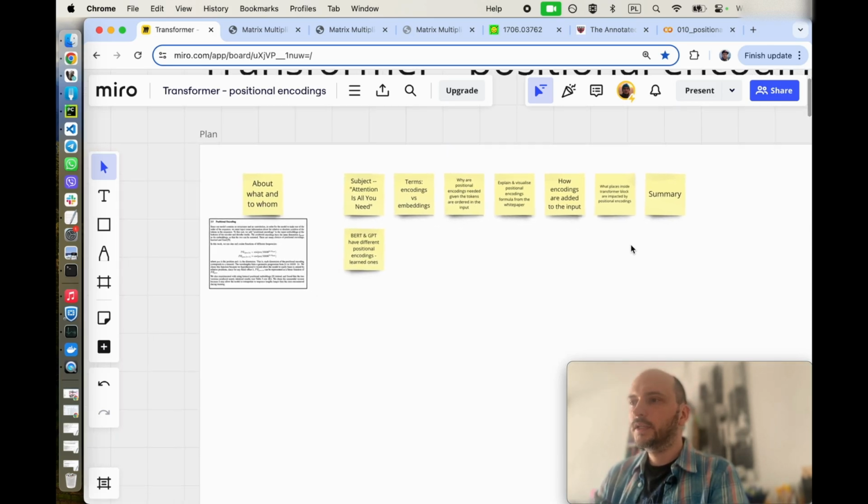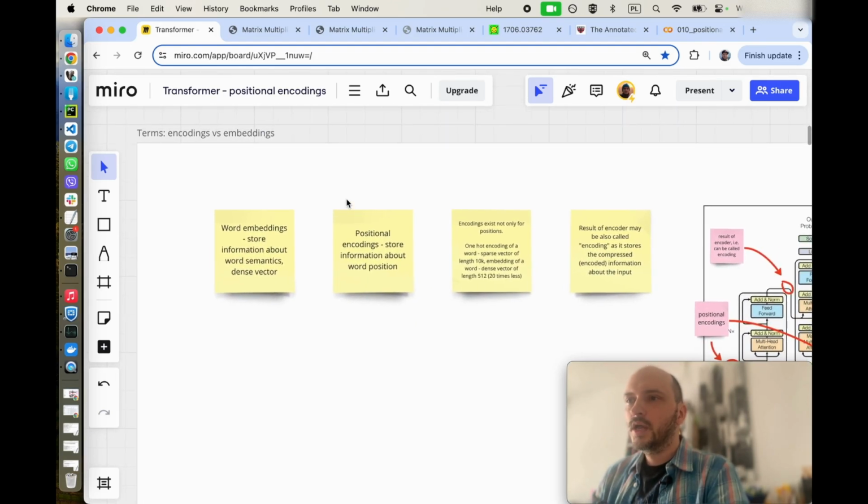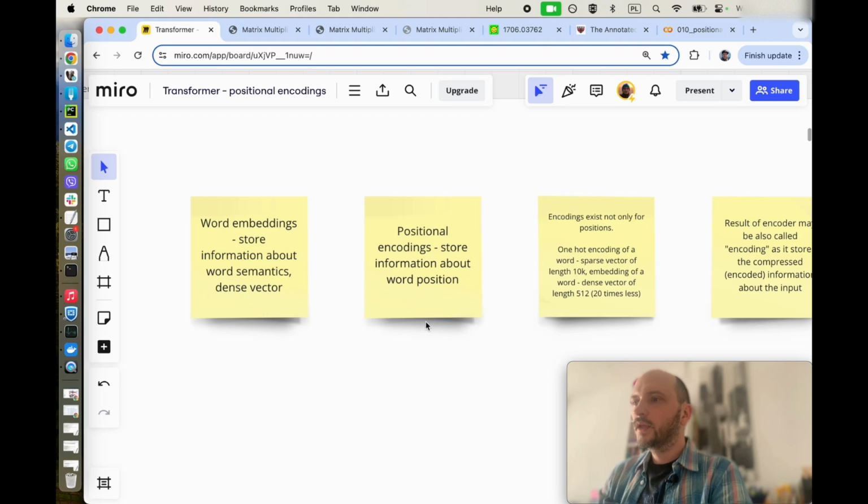So let's dive deeper. The first thing that I want to speak about is the difference between encodings and embeddings. Mainly, word embedding is used to describe a thing that stores information about word semantics. Usually it's a dense vector of values, not a sparse one with lots of zeros, but a dense one with almost all the values filled with non-zero values. And we can say embeddings, or semantic embeddings, of the token or of a word.